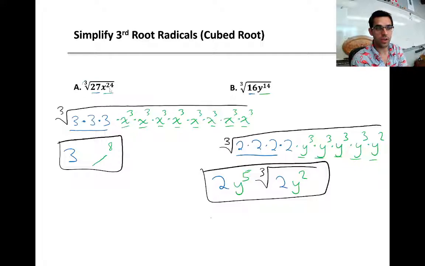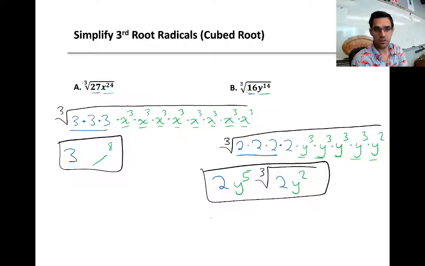8 groups of 3, or I could say 24 divided by 3, which gives us 8. So we're going to have a 3 come out of the radical. There's 8 triplets of x's, so 8 x's are going to be outside the radical. So x to the power of 8. My apologies, there should be an x right here, and one of my lines disappeared. So 3x to the power of 8 should be the final answer.